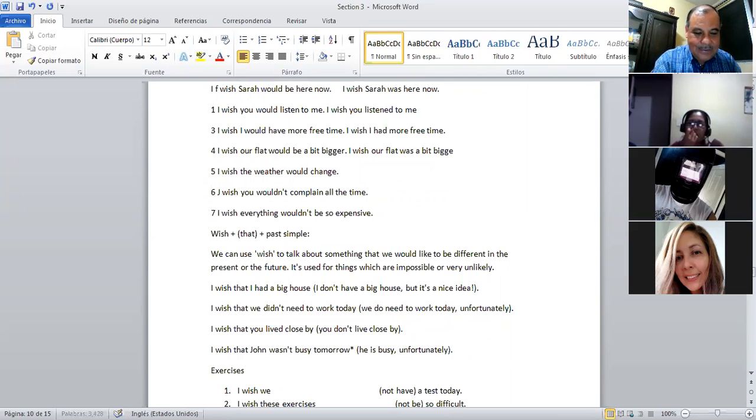I wish our flat was a bit bigger. Okay, very good. What is flat? Apartamento, right? In Europe, that's what they call apartment. I wish our apartment was a bit bigger. Fuera un poquito más grande.